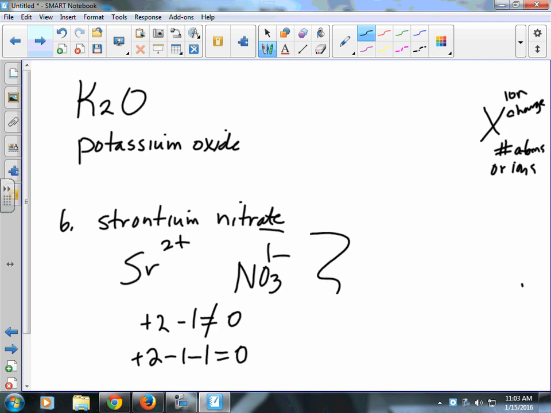So, here's the answer. Sr(NO3)2. Let me show you why we do parentheses. If I just put a 2 there, y'all watch me for a second. If we just put a 2 there, NO32, well, it's not 32 oxygens, and that's not what it is. So, when you have more than 1 polyatomic ion in the formula, you put parentheses around the ion, then you put how many of that ion outside of the parentheses. Are we good?